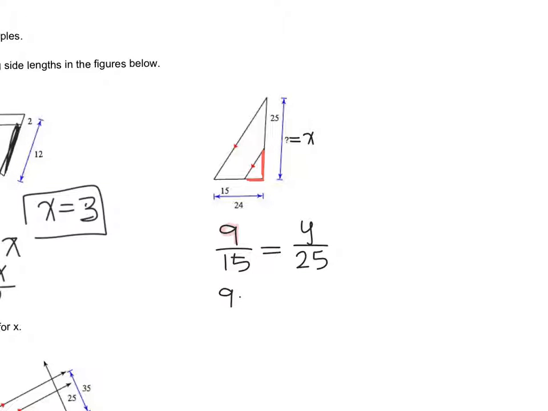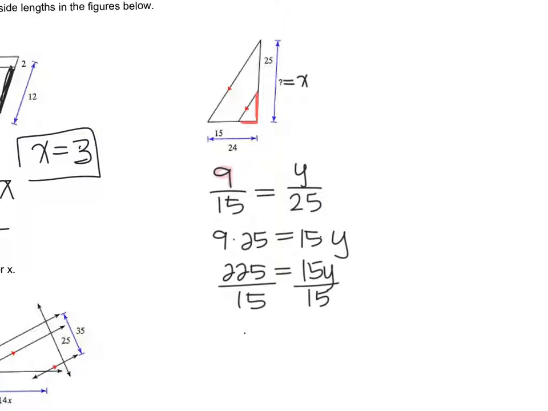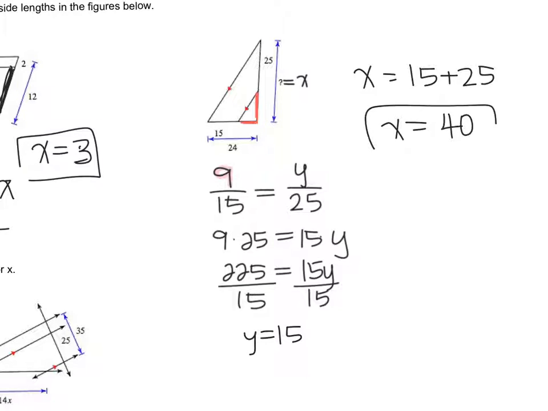Using our cross products, we get 9 times 25 equals 15 times y. 9 times 25 is 225. Then we get 15y. Divide both sides by 15, and we get that y equals 15. So x is our whole segment. It's going to be equal to the 15 plus 25. So we get that it equals 40.